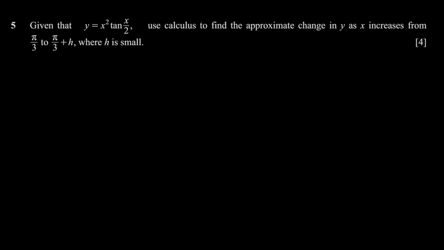Now, we need to recognize that this is an approximate change question. And in order to do this question, we need to use the formula delta y upon delta x is approximately equal to dy dx, which is the first derivative, calculated at our starting point. I'll call that starting point, point A. Okay, so if you see approximate change, you're going to have to use this.